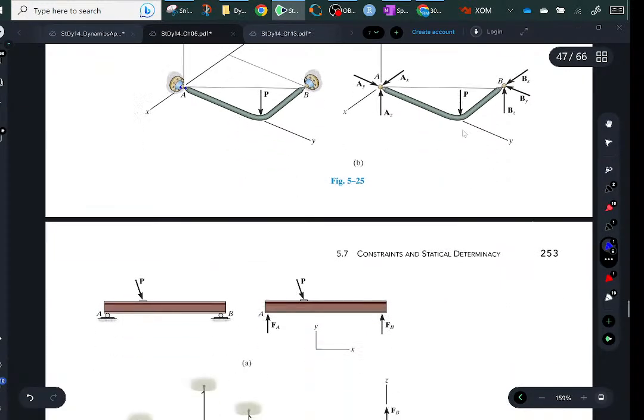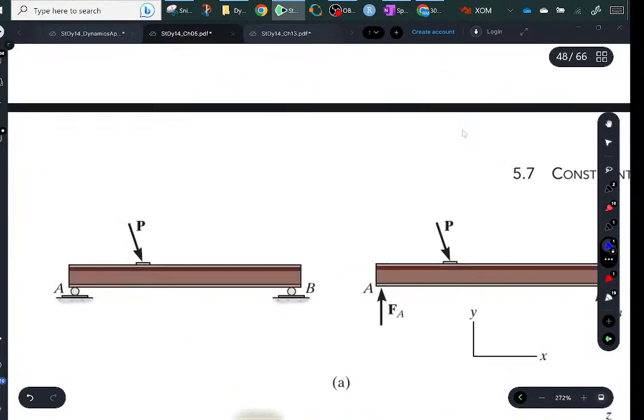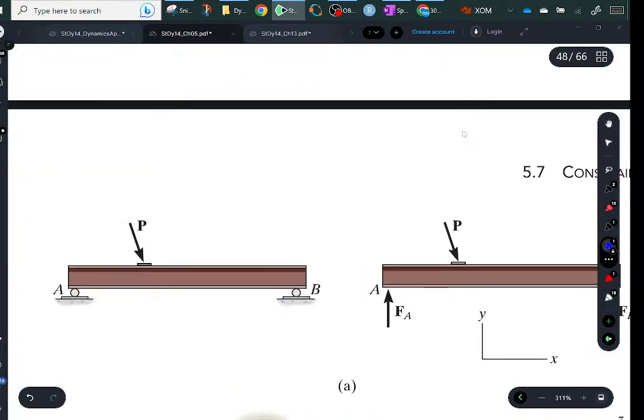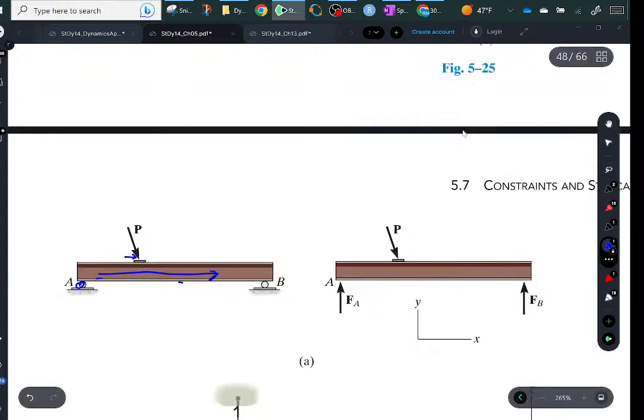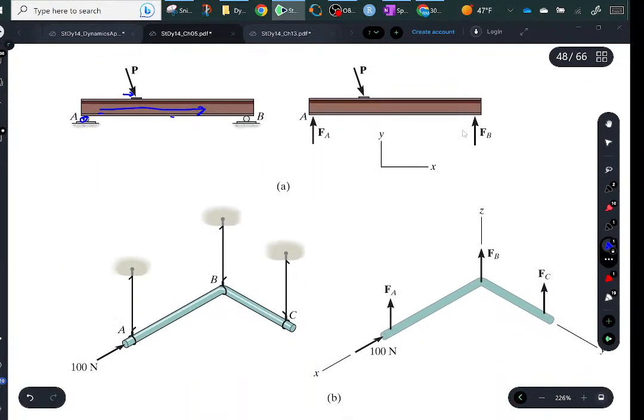So that's what he's talking about, improper. Here's another one. It doesn't seem improper until you realize there's actually a component of force pushing to the right. And so it'll just keep rolling that way till these rollers fall off.